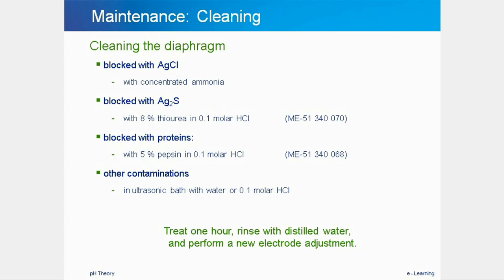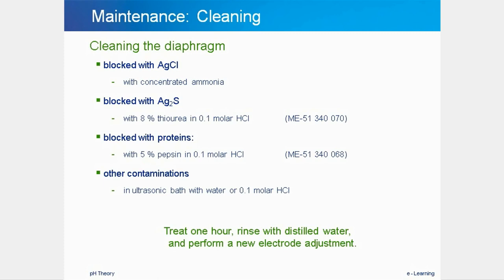The cleaning of the diaphragm is also a very important maintenance task, as a blocked diaphragm will make measurement impossible. As we saw before, the diaphragm can be blocked if a reaction between sample and electrolyte takes place. This can happen with either chloride or sulfide in the sample solution. Chloride forms silver chloride, and this can be cleaned with a concentrated ammonia solution. The sulfides form silver sulfides with the silver from the reference electrolyte, and this can be removed again with an 8% thiourea solution in 0.1 molar hydrochloric acid.